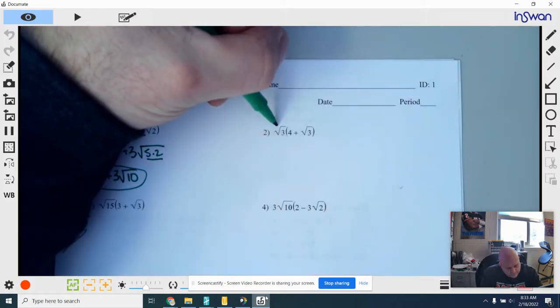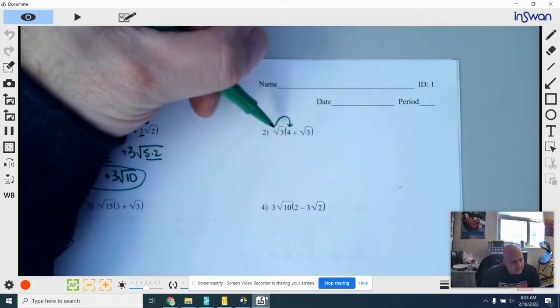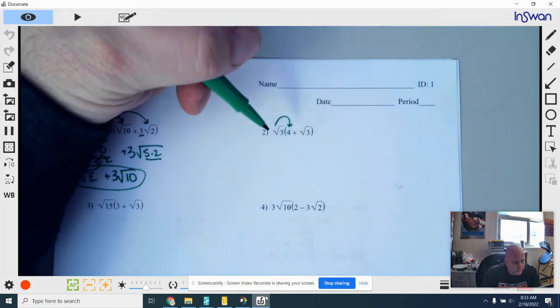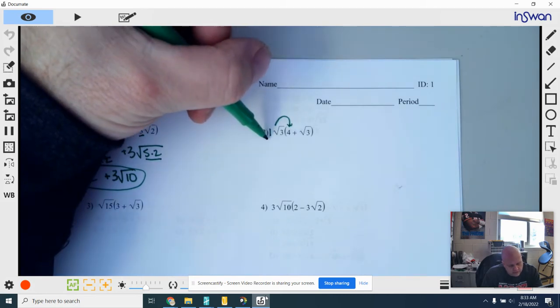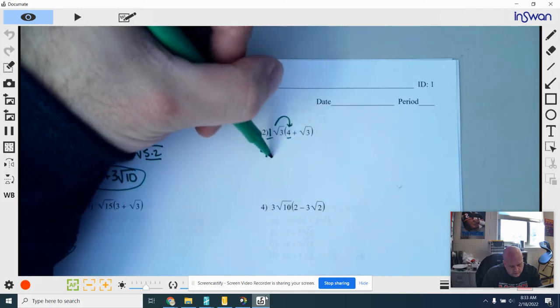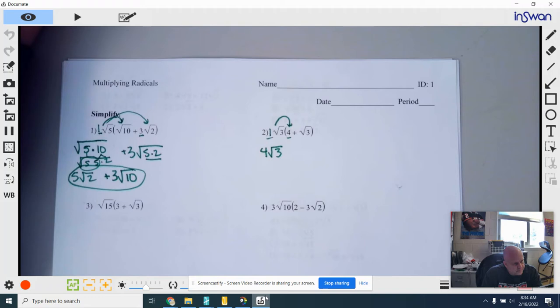Okay, number 2, distribute this in. So you see the square root of 3 is being multiplied by this 4, but that 4 has no radical symbol. That's just a whole number 4. So technically there's a 1. So the whole numbers multiply together, 1 times 4 is 4. And since there's no other radical symbol, that root 3 just gets slapped on there.